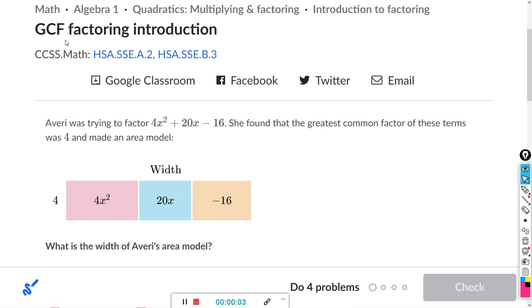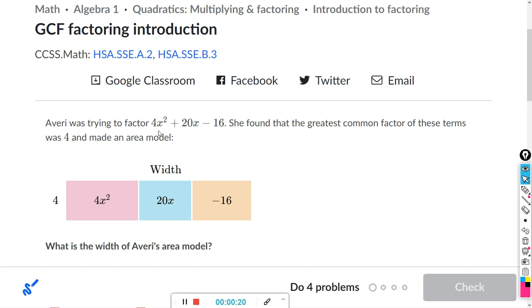This will be for the con assignment GCF factoring introduction. Okay, GCF stands for greatest common factor. So for most of these, I don't even think you need to read the write-up. All right, but I'll do it anyway.